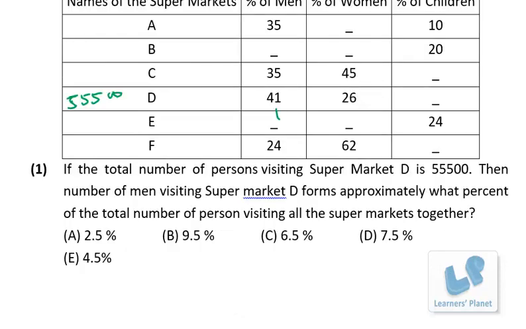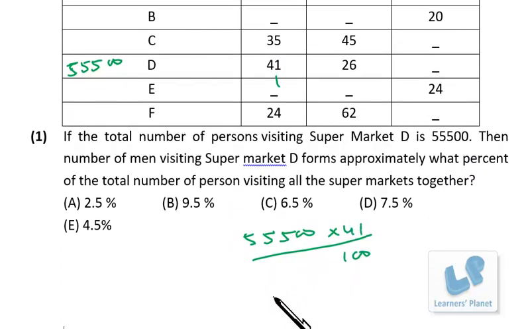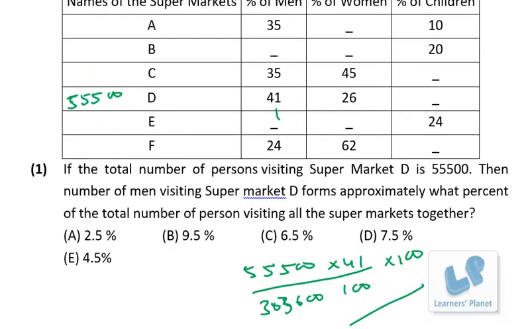Then number of men visiting supermarket D forms approximately what percentage of total number of person visiting all the supermarkets? So in the numerator we'll have 55,500, and out of that supermarket D 41% are men, right? And this is what percent of total number of persons, that is will have this figure 303600 in the new denominator, and this is what percentage of this, so further we'll get 100 over here, right? So this will be cancelled.